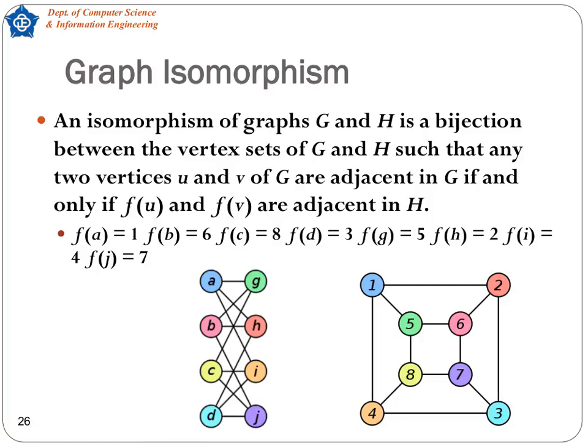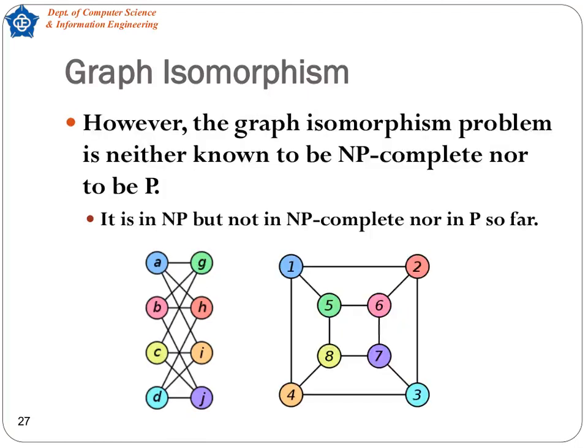Building on that definition, graph isomorphism asks whether two graphs are structurally identical under some relabeling of vertices. It's easy to check any proposed mapping in polynomial time, so the problem sits squarely in NP. But despite decades of study, no general polynomial time algorithm has been discovered, nor have we been able to prove it NP-complete.